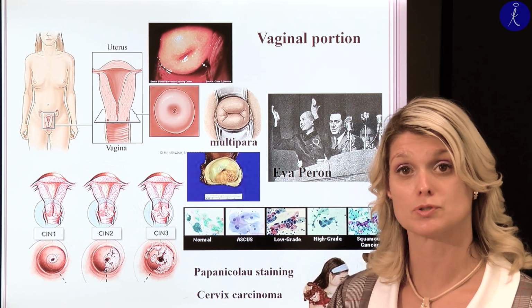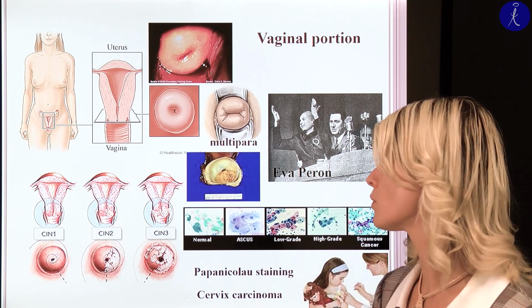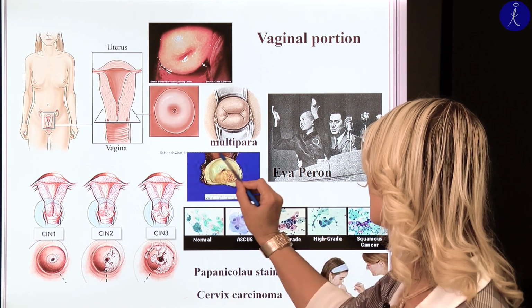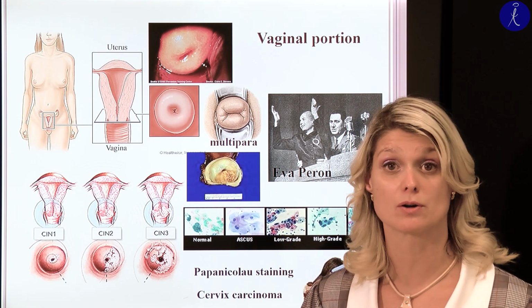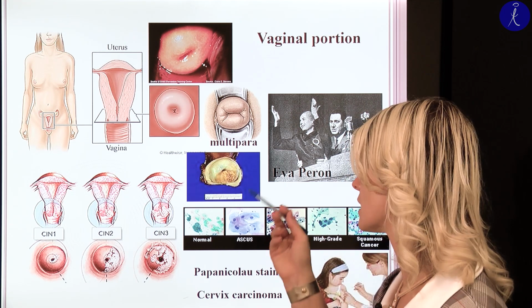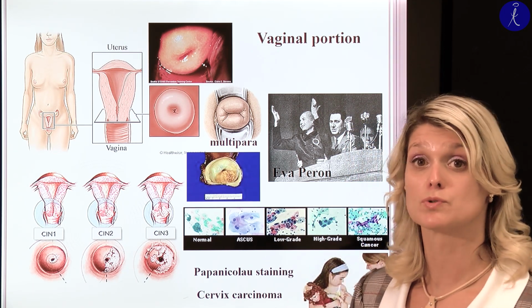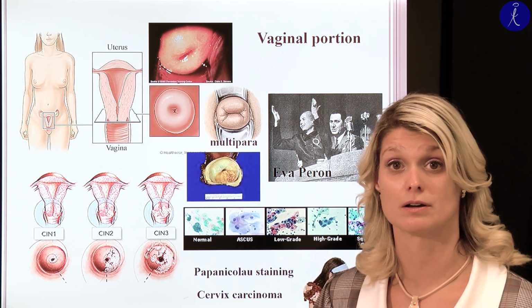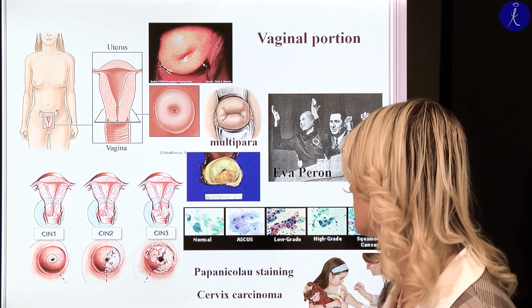Why is it important to know it? Because one of the most frequent female tumors, unfortunately, will develop from this part of the uterus. It is cervix carcinoma. One of the most famous women who died of it was Eva Perón.